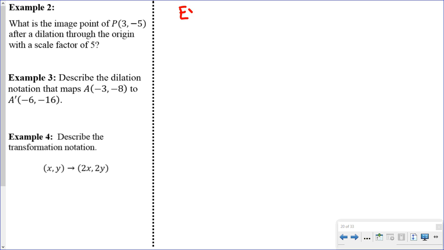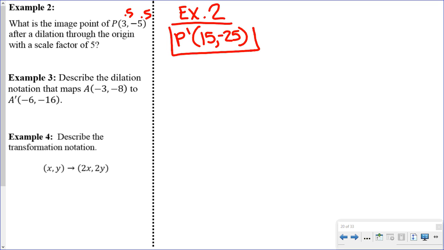Okay, so for example 2, what do we do with the scale factor at P prime? Well, you would have to multiply both of these. So times 5, times 5. So you should have gotten 15 and -25 as your point for P prime. Well, luckily you don't have to graph that one.